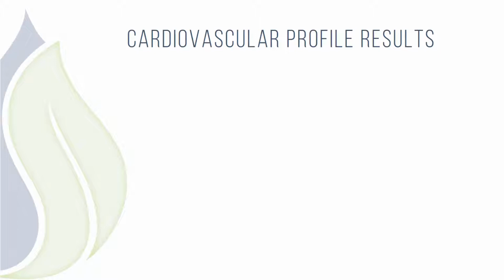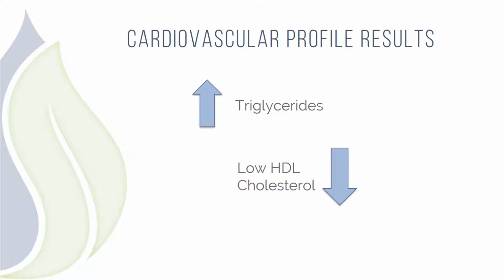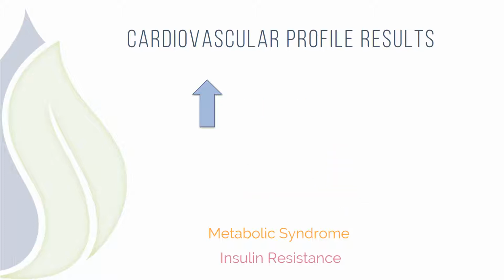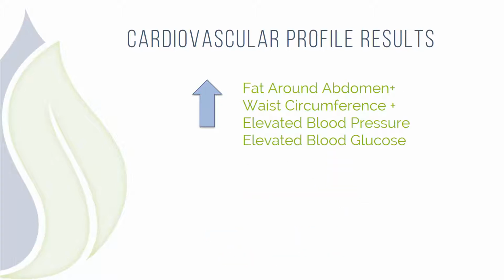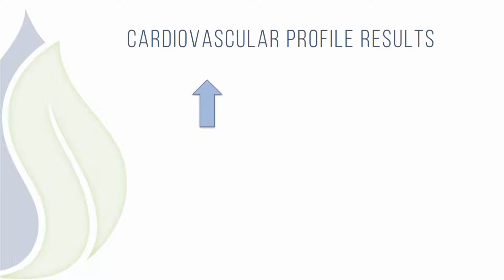In addition to learning things from the individual values on the lipid panel, we also learn things about their relations. So for instance, high triglycerides are often associated with low HDL cholesterol. This happens when a person gets metabolic syndrome and they get insulin resistance. They get increased VAT or visceral adipose tissue around the abdomen, and their waist circumference goes up. It's also associated with elevated blood pressure and elevated blood glucose.